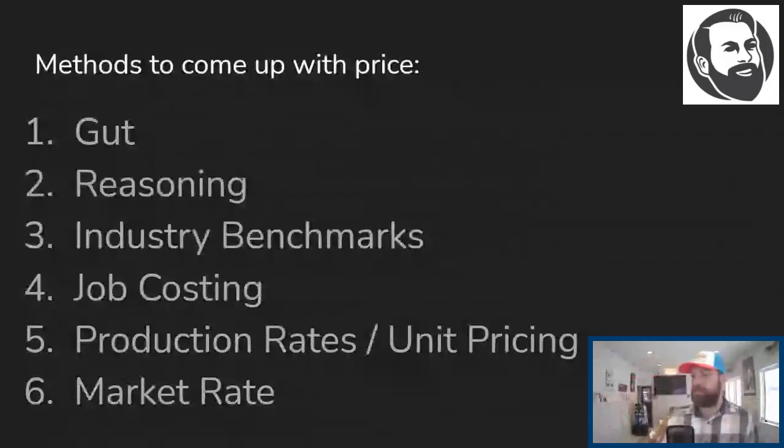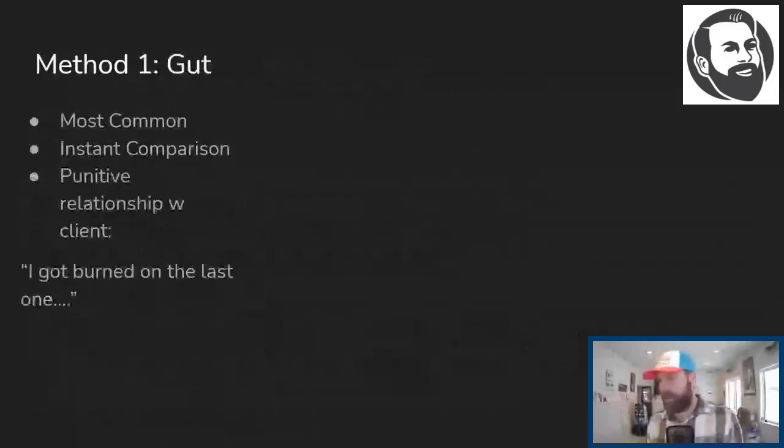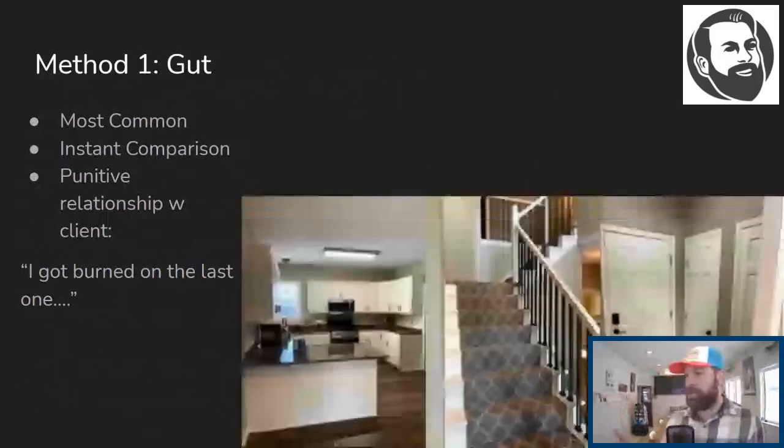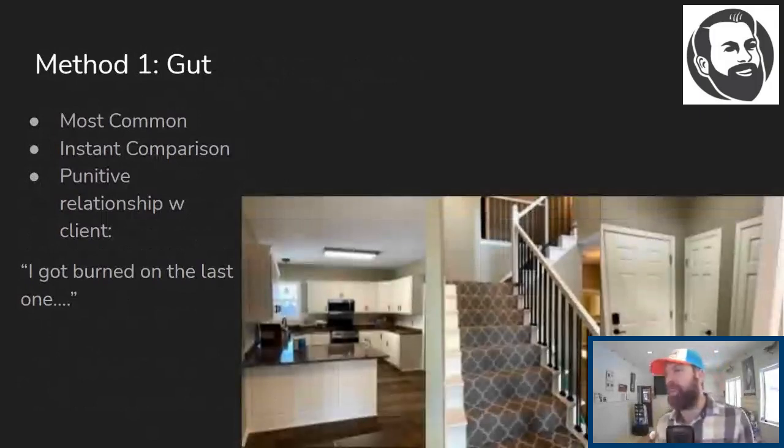So method one, gut. This is the most common. You basically have an instant comparison to something. When you walk up to a house, you say, oh, I feel like I've done one of these before. I probably charged about this. I felt like I made money. I felt like I lost money. So I'm going to change my price based on that.